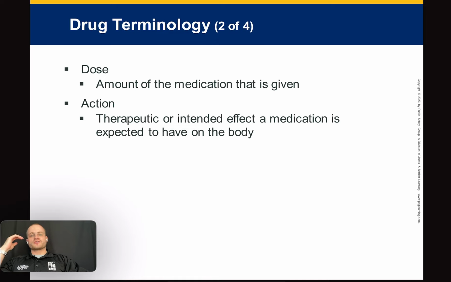And then action. So this is the therapeutic or intended effect a medication is expected to have on the body. So the action of a drug is basically, I'll give you an example, diphenhydramine, which is Benadryl. Okay, so diphenhydramine would be the generic, and Benadryl would be the trade name. So the action of this drug is to block histamine, right? And so it's an antihistamine. So if someone asks you what's the action of diphenhydramine, also known as Benadryl, the answer is it is an antihistamine. It blocks histamine.